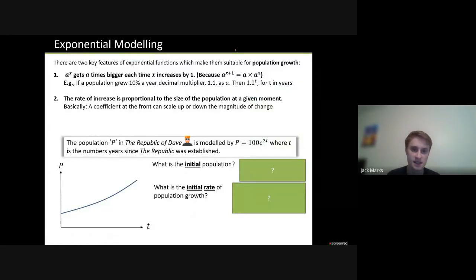Okay, 14C is the section now. We're talking about exponential modeling. This will be revisited in more detail at the end of the chapter. So what are some key properties of exponential functions and why are they used for things like population growth?